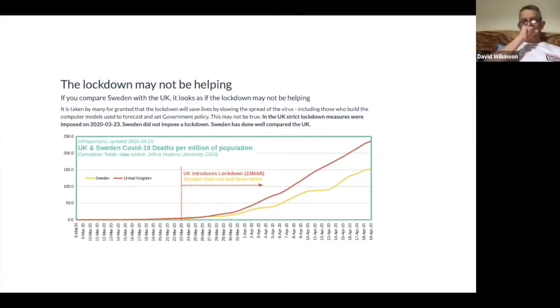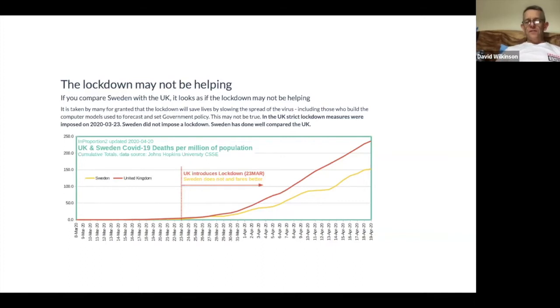Sweden has been quite relaxed in its restrictions. Cafes and restaurants are still open. People are being asked to socially distance. Schools and universities are open. Their deaths per million are lower than in the UK. Now, there are other reasons why that might be the case.